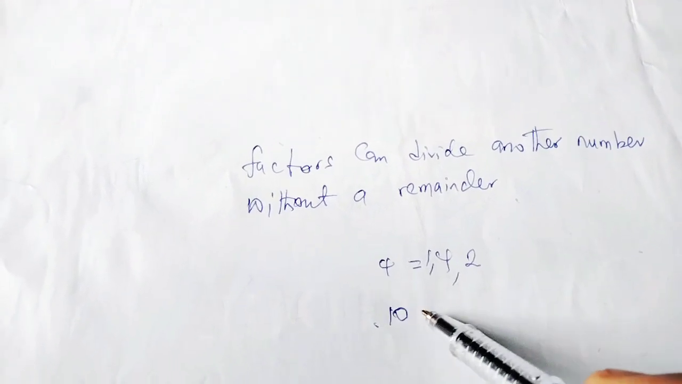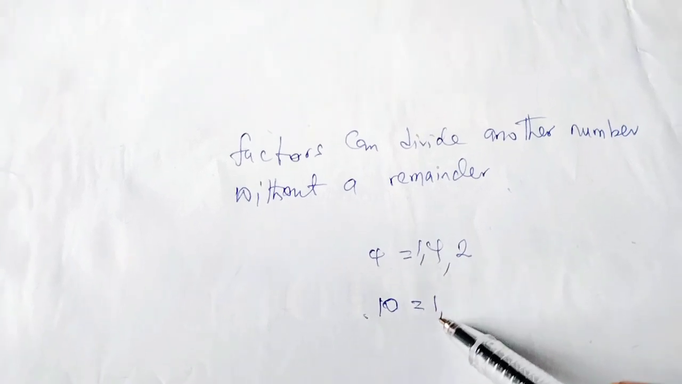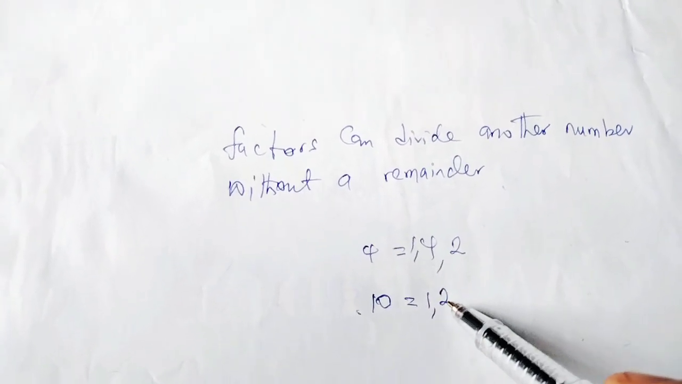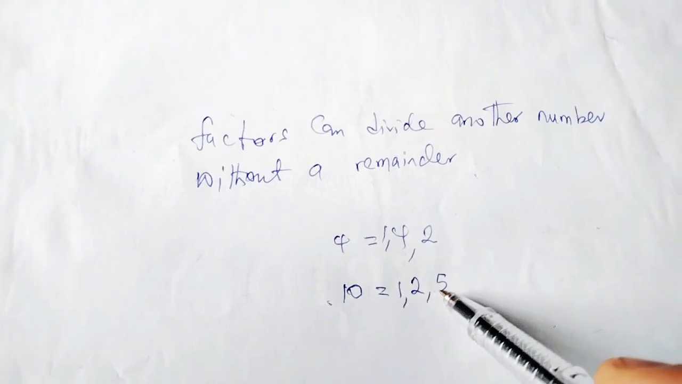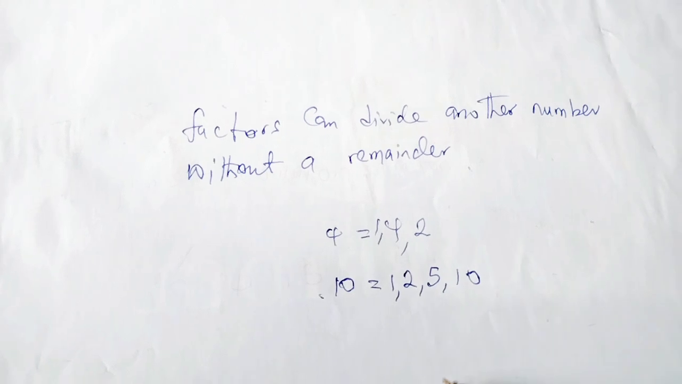Then we have 10. What are the factors of 10? 1 can divide 10 without remainder. 2 can divide 10 without remainder. 5 can divide 10 without remainder. 10 can divide the 10 without the remainder.